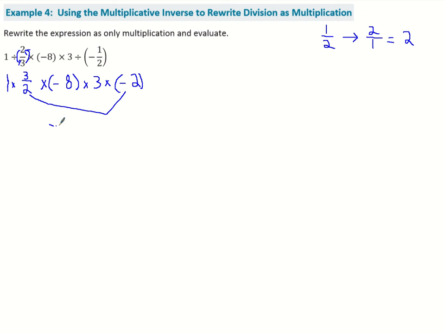So I'm going to have my -8 times 3, and then I have 3/2 times -2, that's going to be -3. And then we can do our 3 and our negative 3. So I have negative 8 times negative 9. Negative 8 times negative 9 is the same as 8 times 9, which is going to give me 72 as an answer.